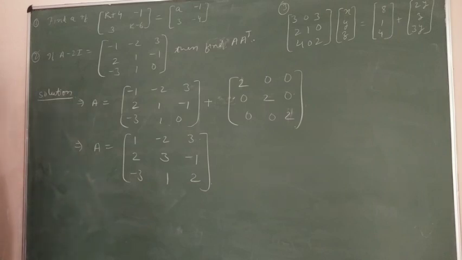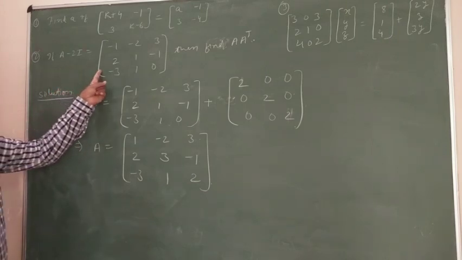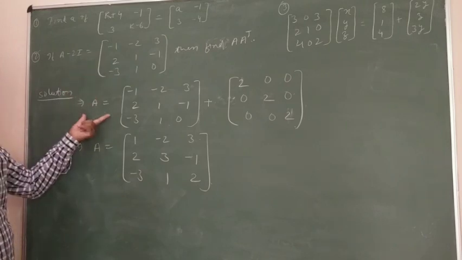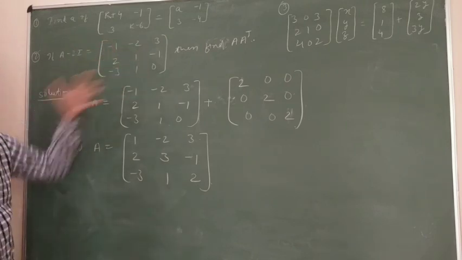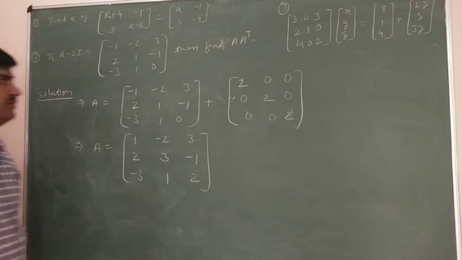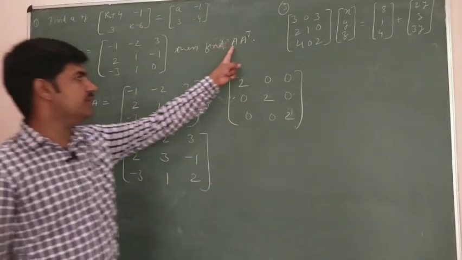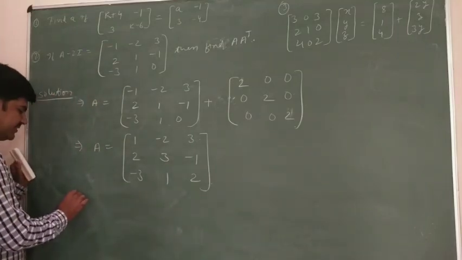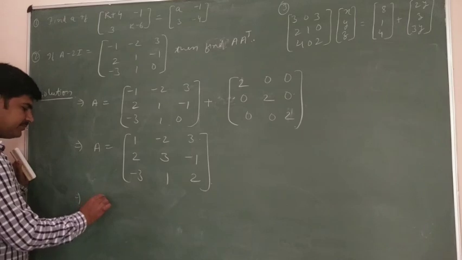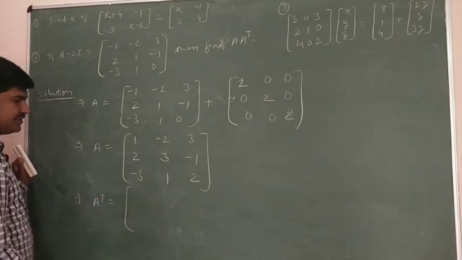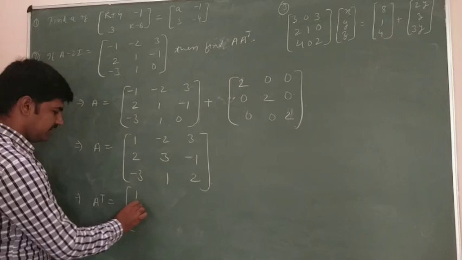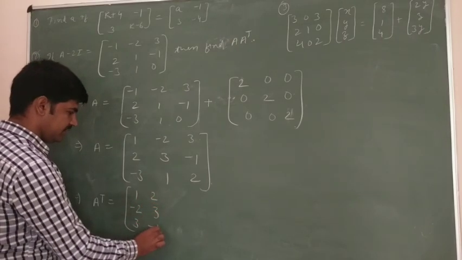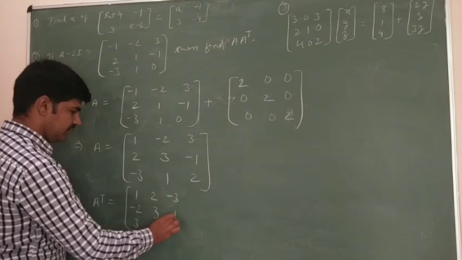So eventually we have got the value. Directly the value of A was not given, so we found the value of A by putting the value of I and sending it to that side. Now that we have the value of A, we have to find A times A dash, or transpose of A. So first I find the transpose of A. The transpose of A, students, is 1, minus 2, 3; 2, 3, minus 1; minus 3, 1, 2.